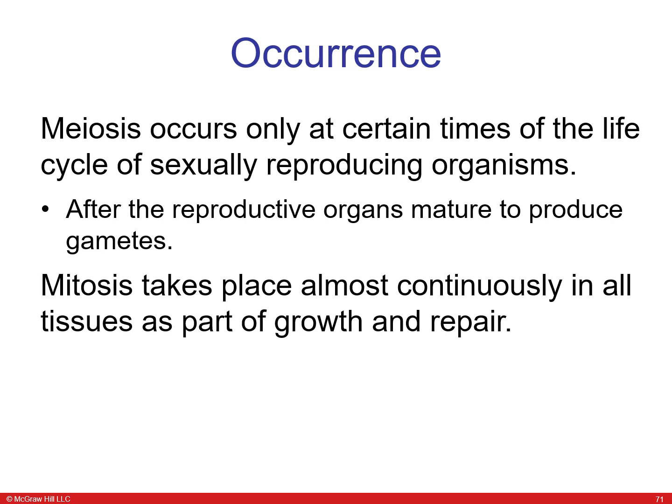So it's important to realize that meiosis only occurs at certain times in the life cycle of sexually reproducing organisms, and this is after the reproductive organism has matured to produce gametes. And mitosis takes place almost continuously in all tissues as part of growth and repair.